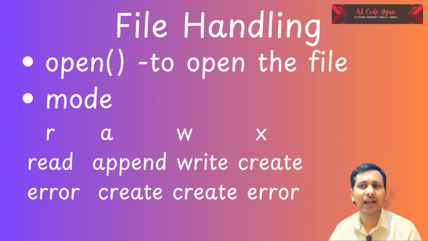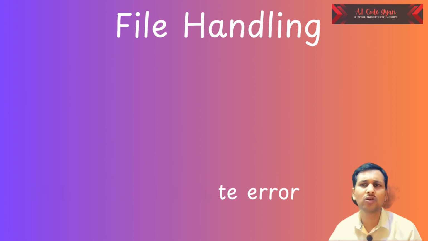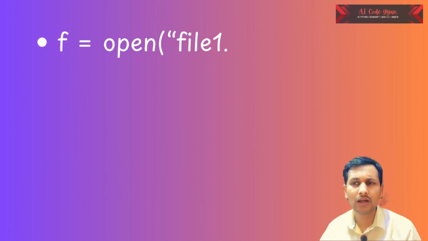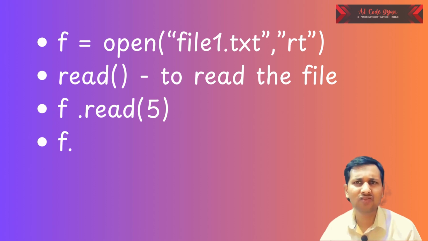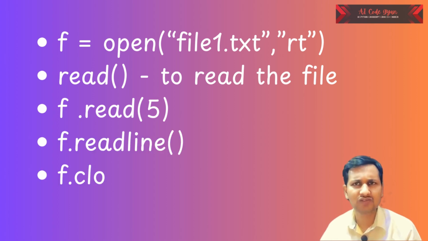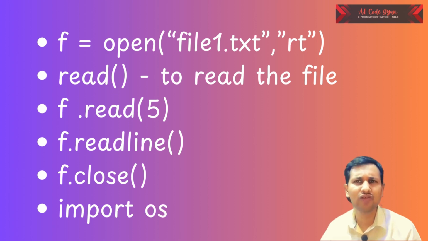So now let us go to the syntax. f is equal to open, file1.txt in quotes, comma, rt. Here R is for read, T is for text file. We use T for text and B for binary, which is used for images. Here we are going to use RT, and this is also the default. If we are not mentioning RT, by default it is RT.